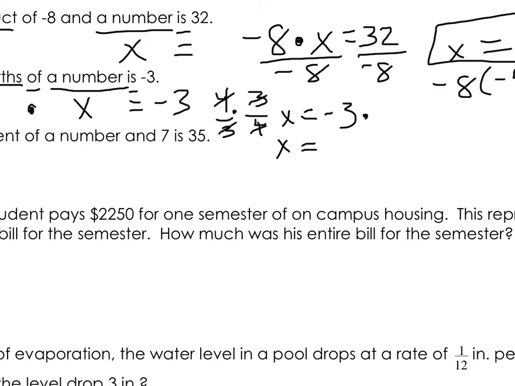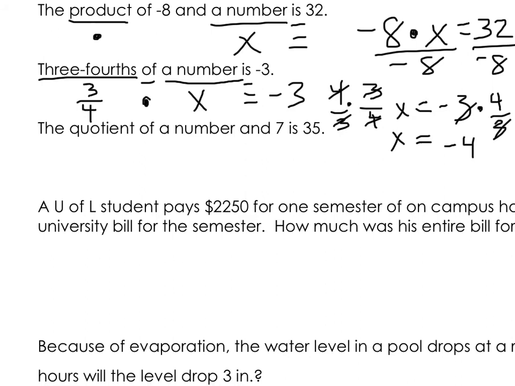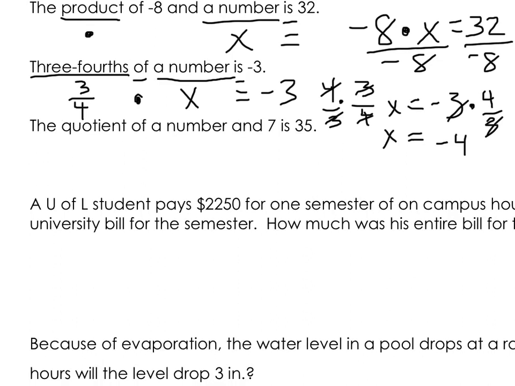But if we multiply the left-hand side of the equation by 4/3, we must also multiply the right-hand side of the equation by 4/3. The 3's cancel, and we are left with -4. x equals -4. We should always consider what happens when we substitute -4 back into the original equation in place of x. 3/4 times -4, the 4's cancel and you're left with -3. -3 equals -3, that solution checks.